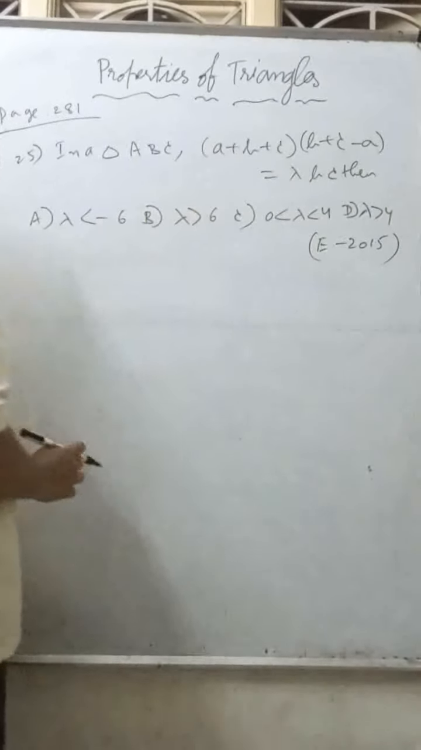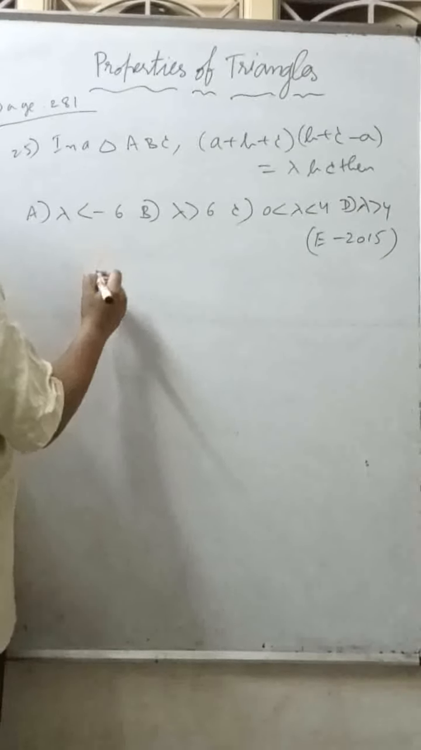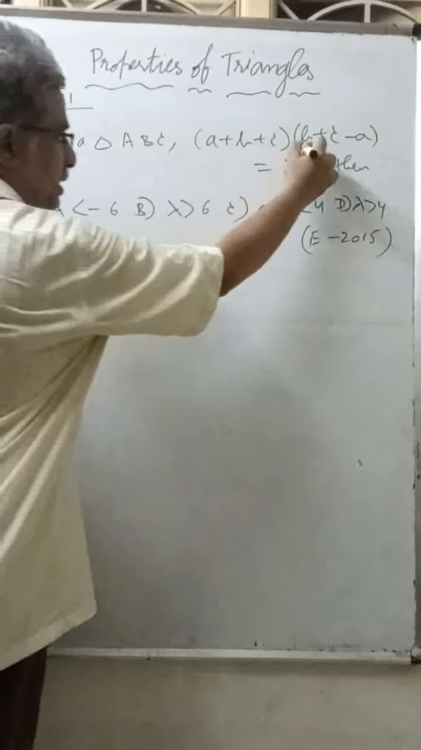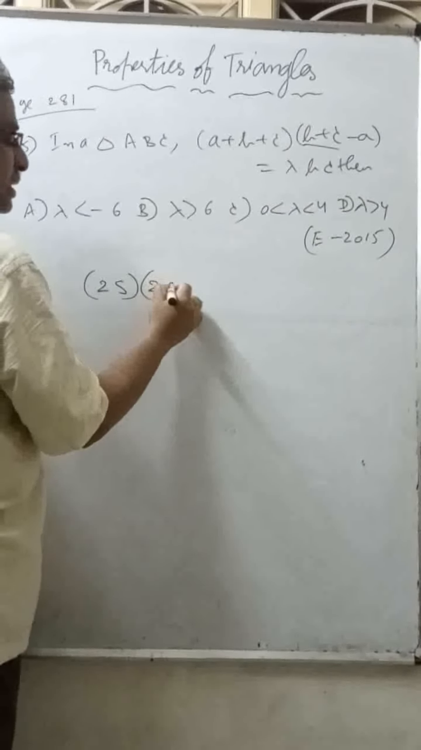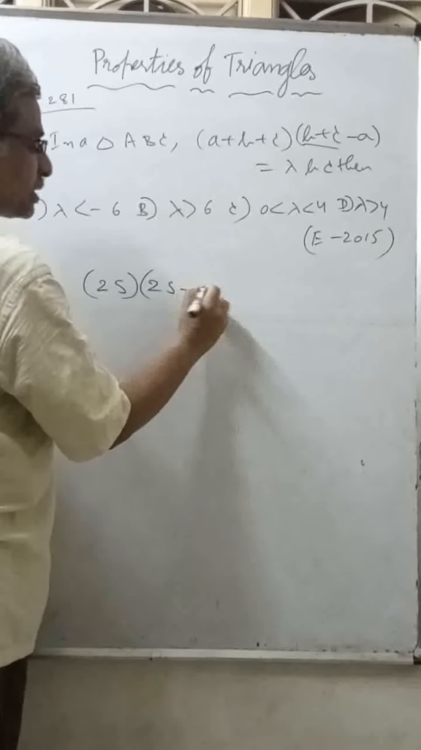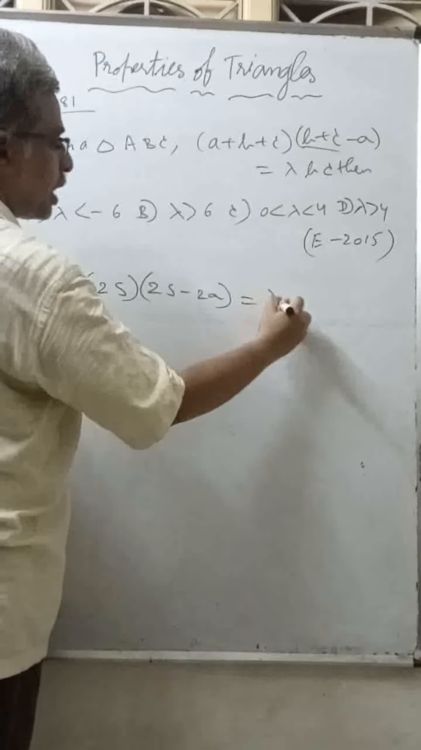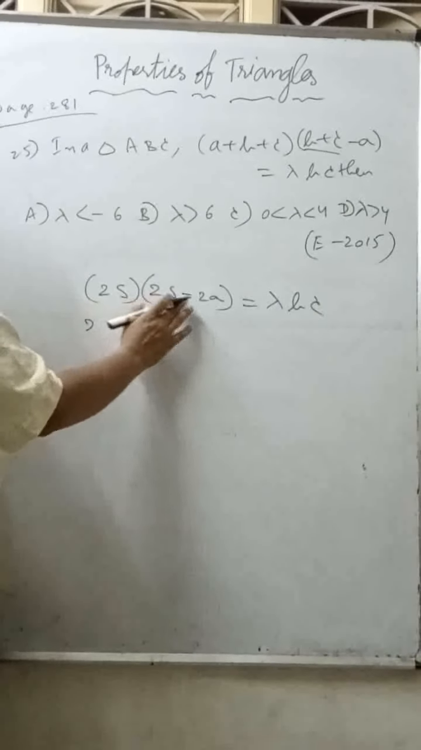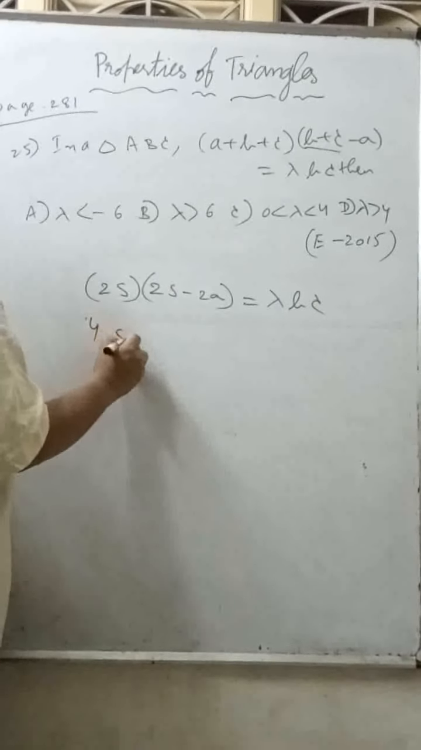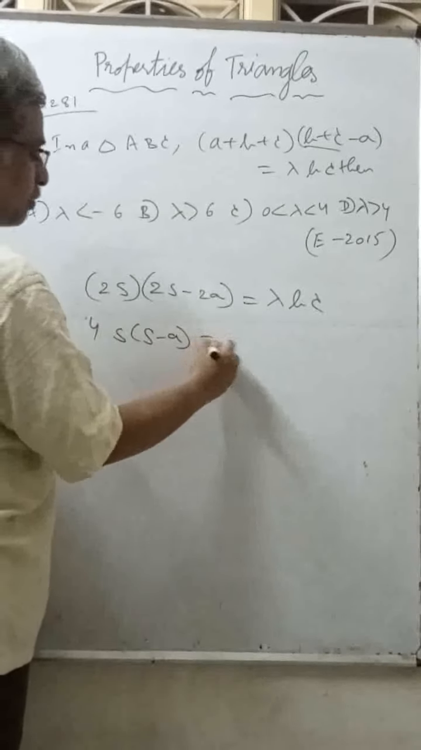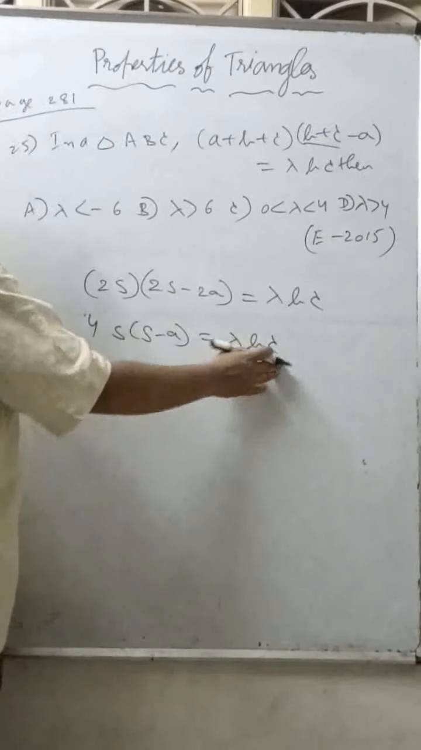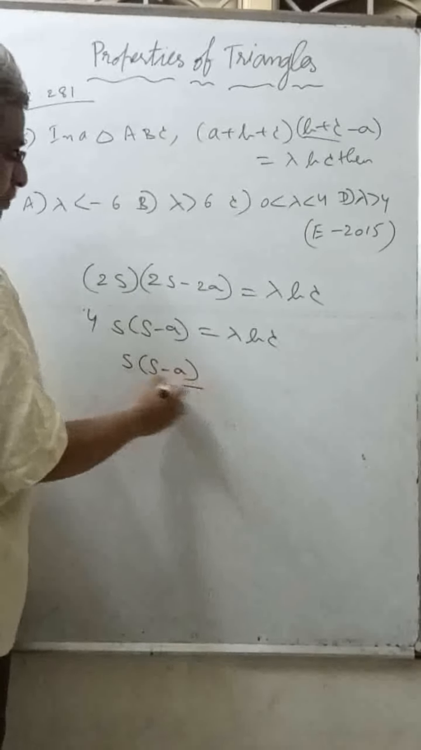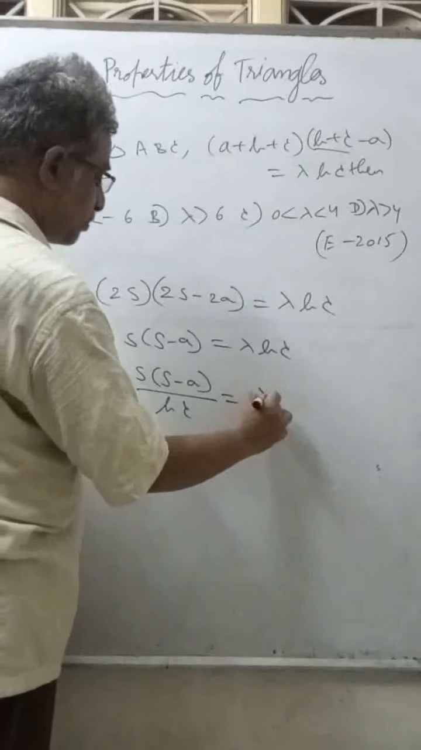Here A plus B plus C, I am writing it as 2s. And B plus C is 2s minus A. 2s minus A becomes 2s minus 2a equal to lambda into BC. If I take 2 common, so 2 into 2, 4, it becomes 4 into S minus A equal to lambda BC. Now BC to this side, 4 to that side. So S into S minus A by BC equal to lambda by 4.